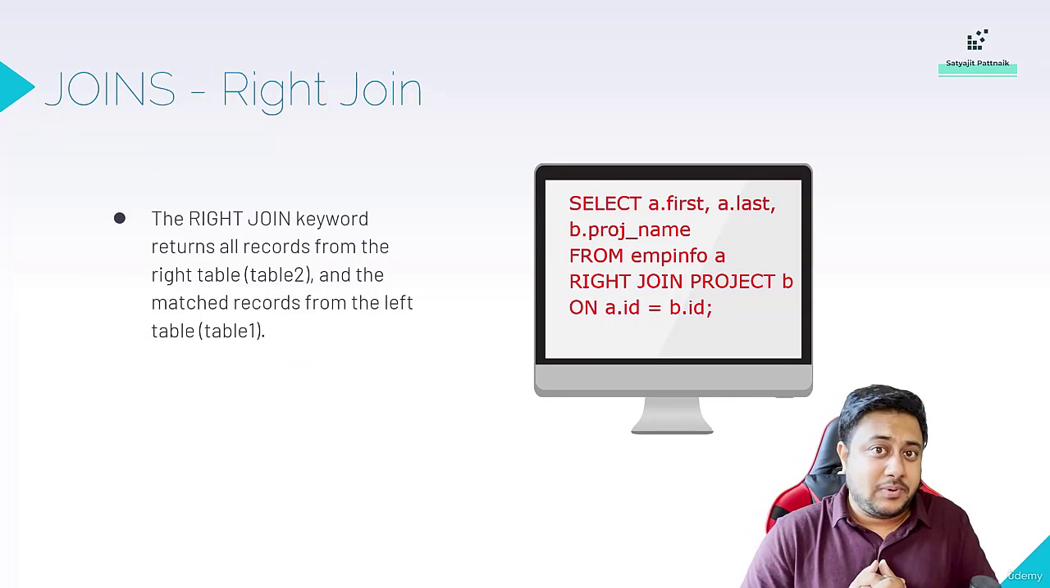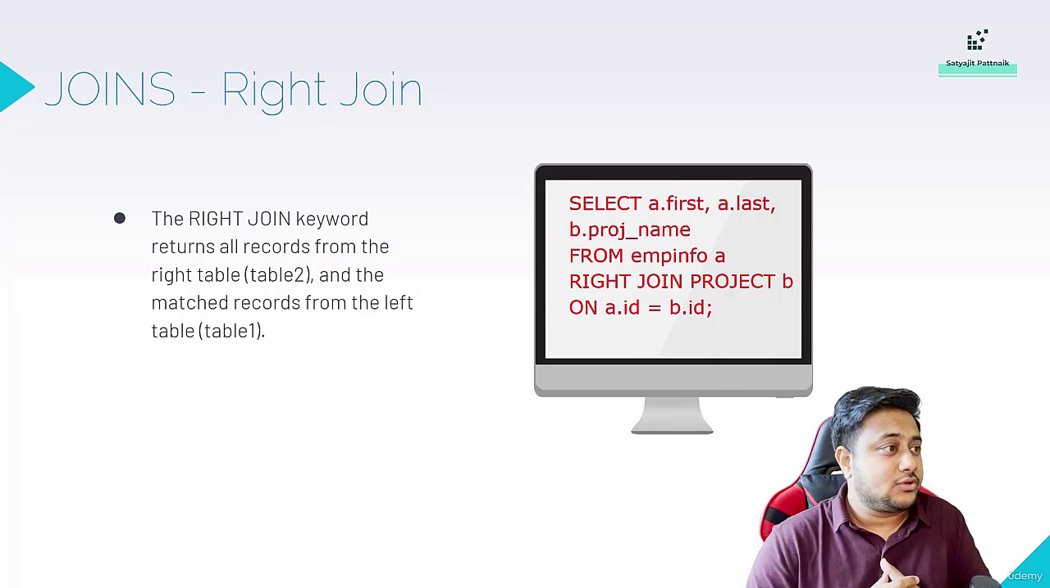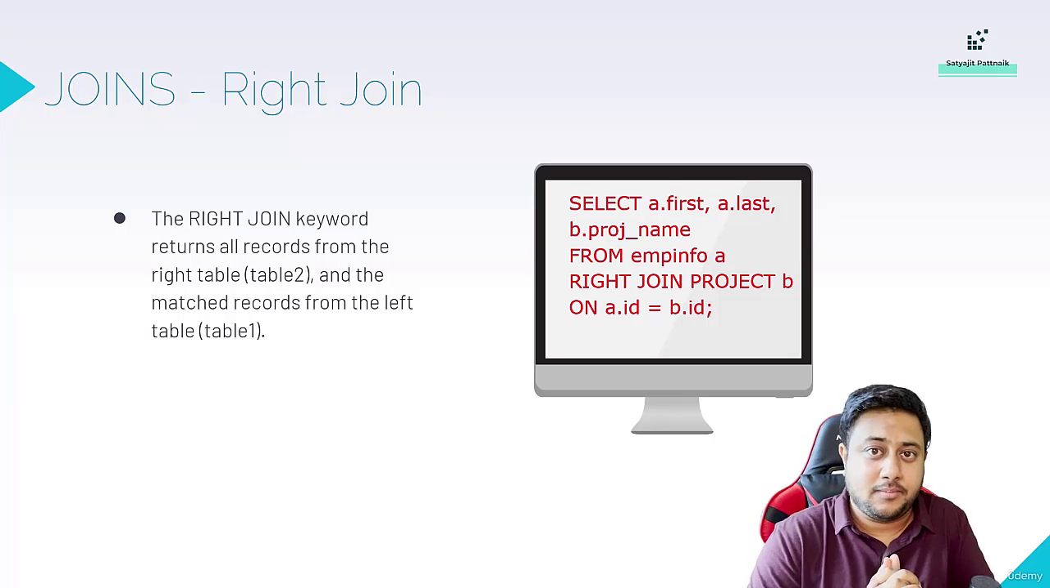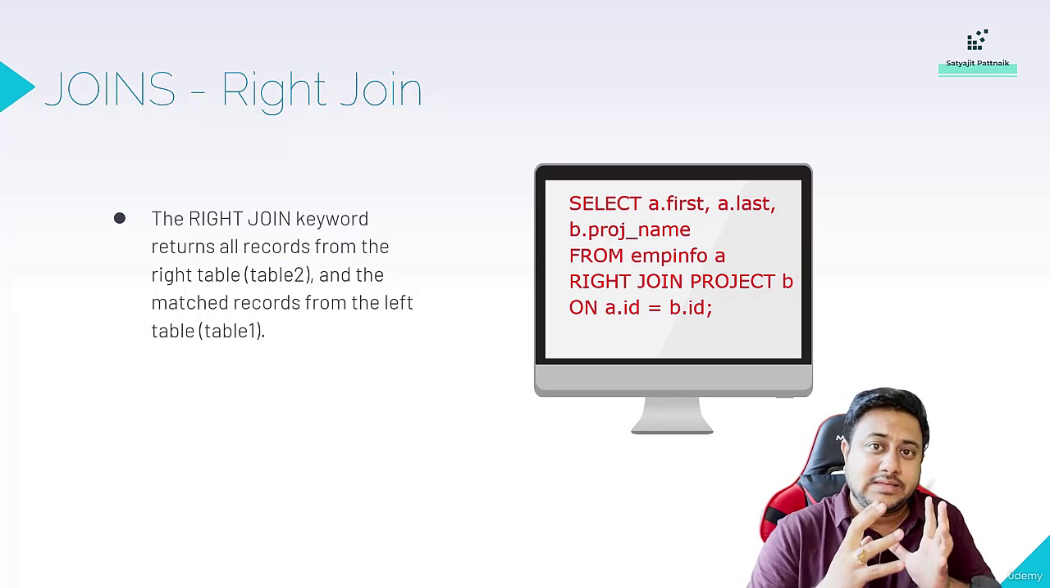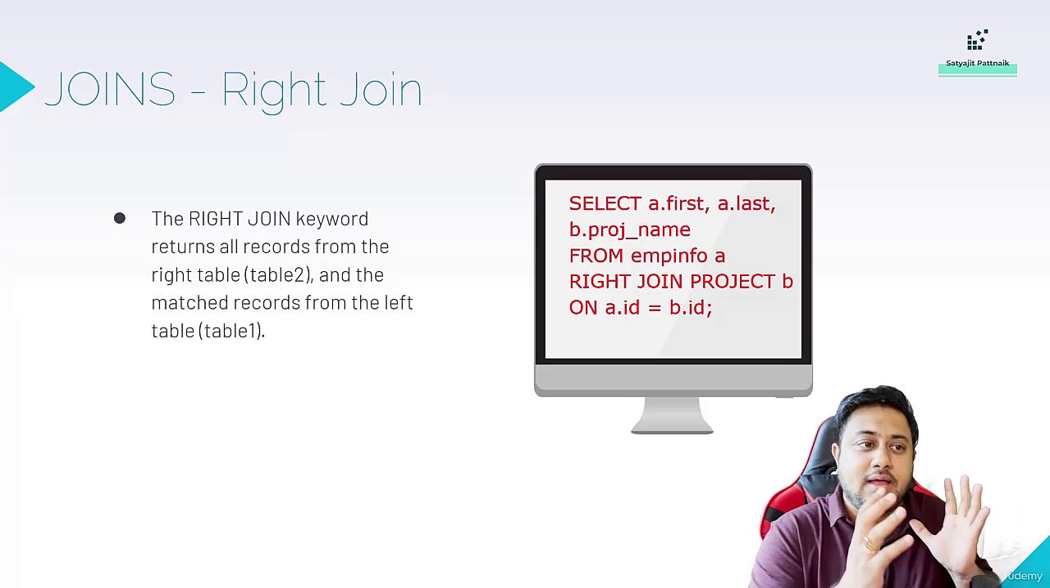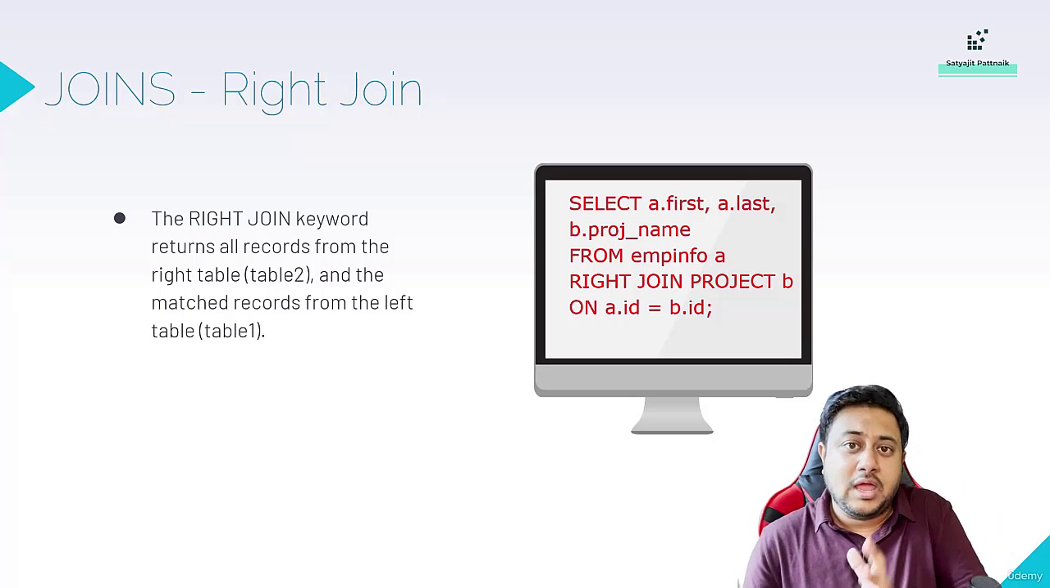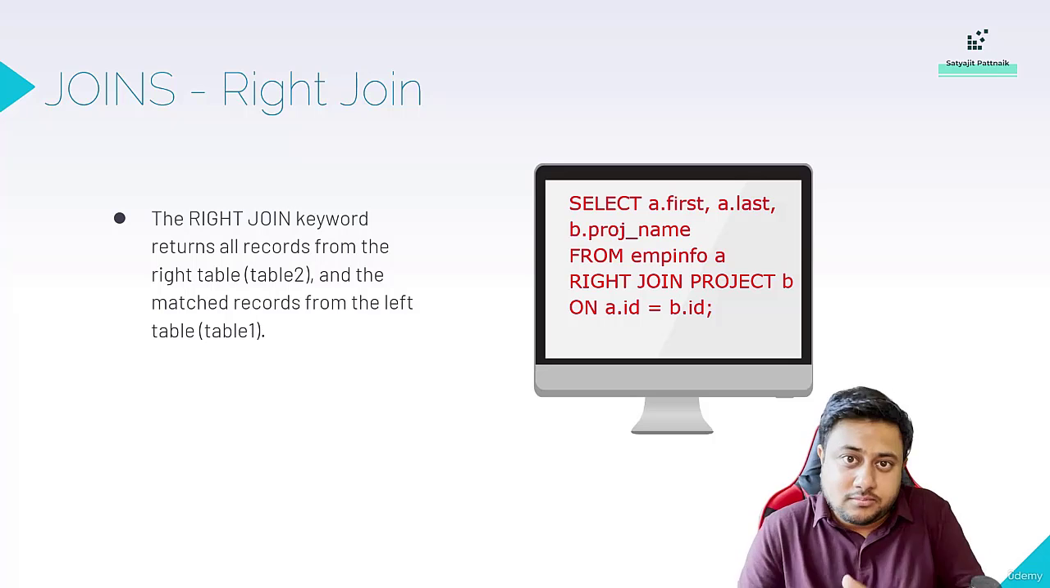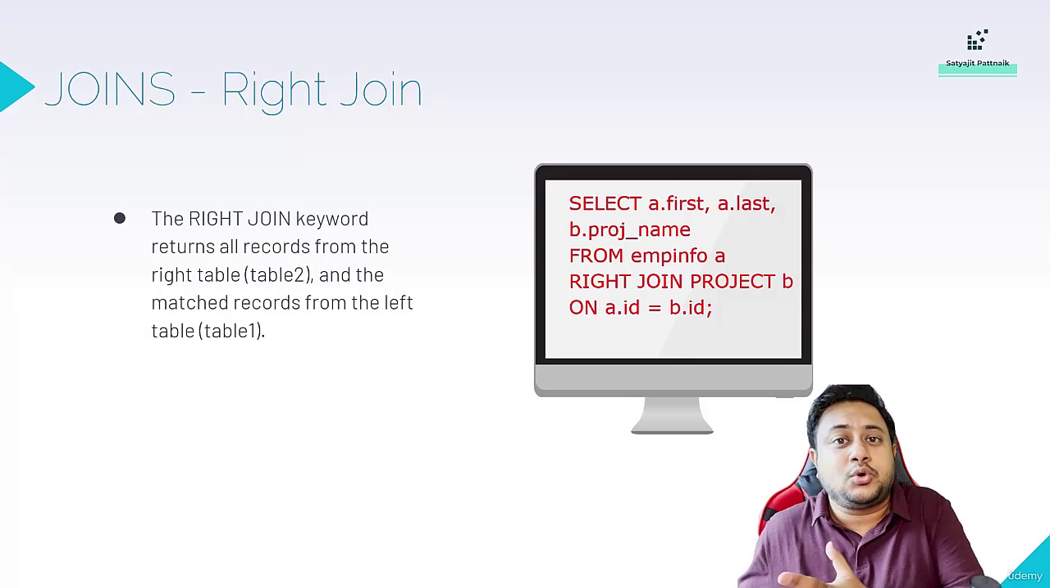Conceptually, I already explained what a right join is. The right join keyword returns all records from the right table and the matching records from the left table. How do we use it? SELECT columns FROM table 1 RIGHT JOIN table 2 ON table1.id = table2.id.